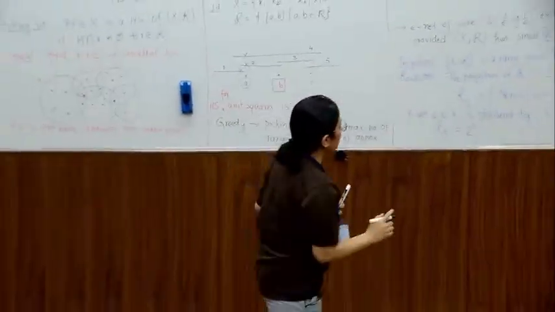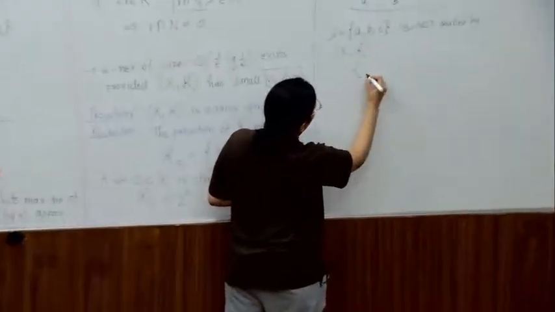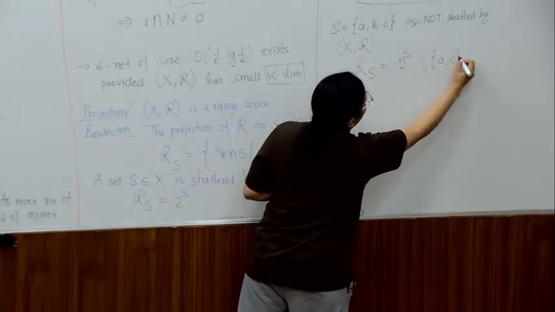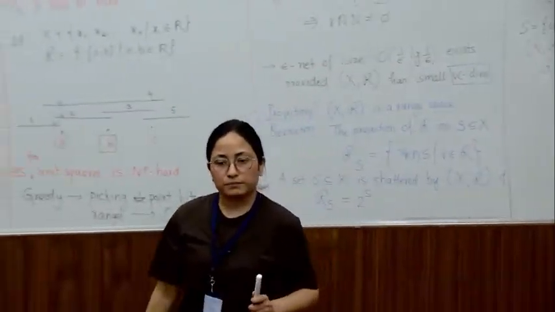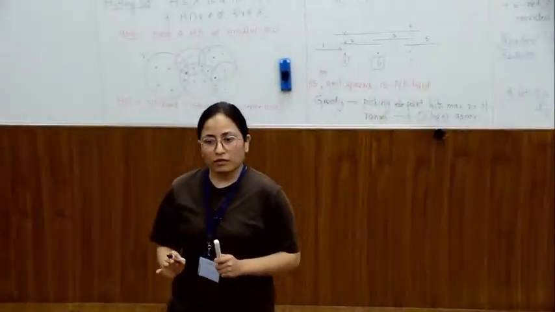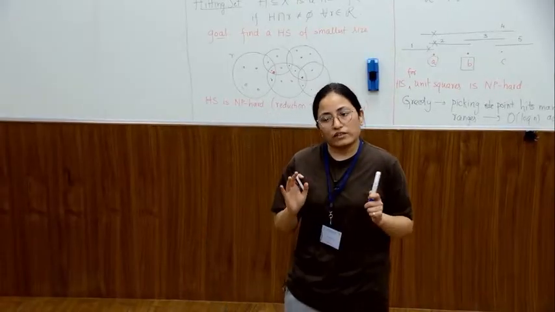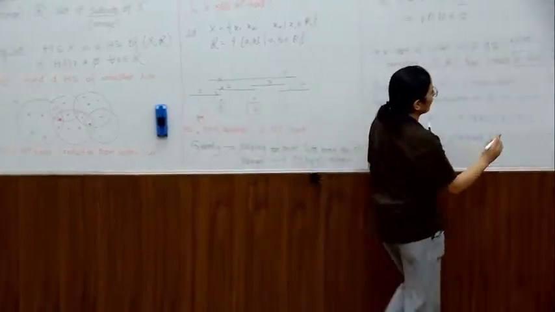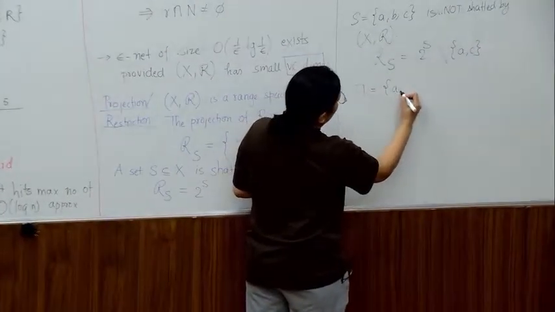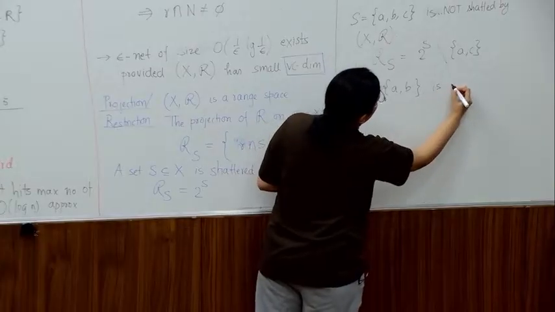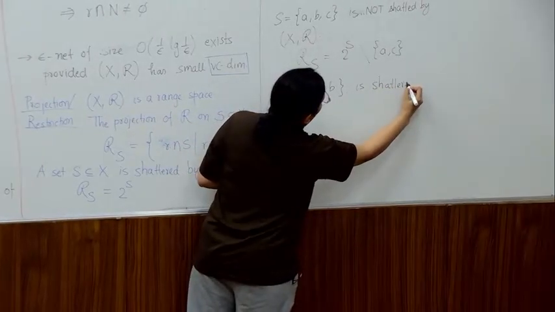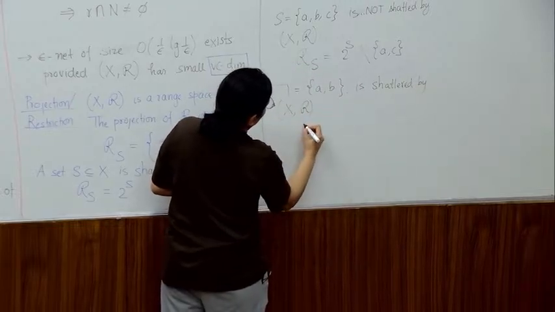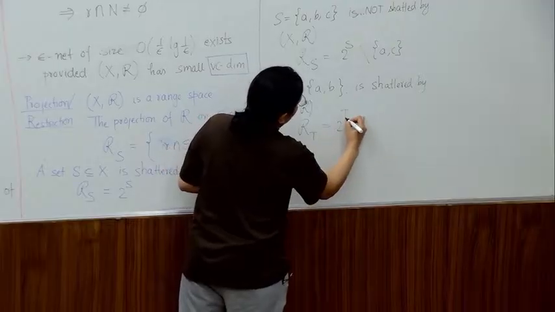Why? Because if I look at the projection of R onto this set S, I am getting the other subsets except AC. What if we take just 2 elements? That will be shattered, right? If I have another set, say T, consisting of only 2 elements, this is clearly shattered by (X, R), because the projection of R onto T is the entire power set, of size 2 to the power 2.